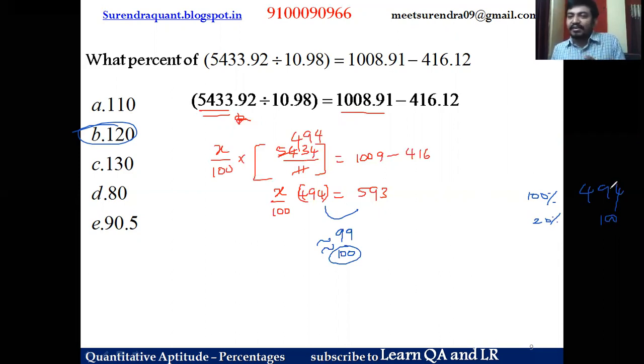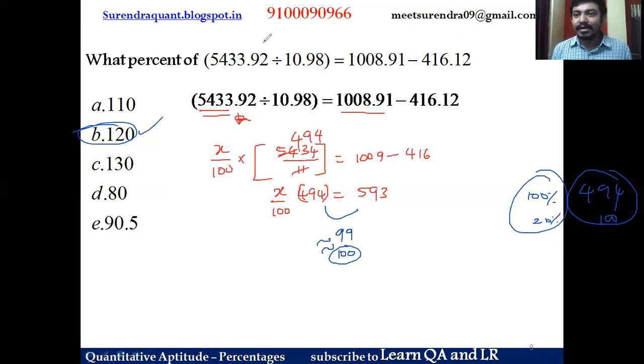This is approximately 500, right? 1/5 of 500 is 100. Summation is 594, which closely satisfies, right? So 100% plus 20%, 120% will make sense. Let's go for the next question.